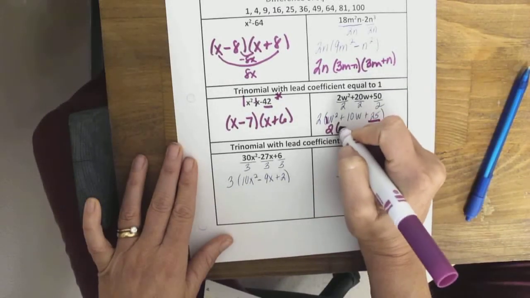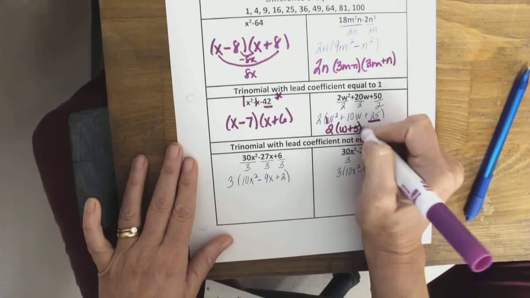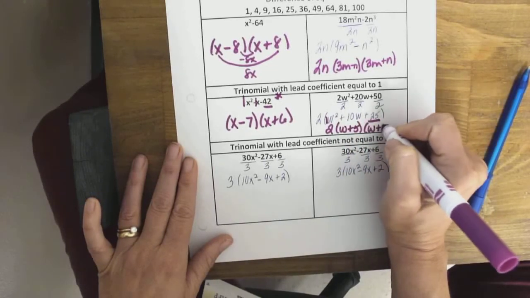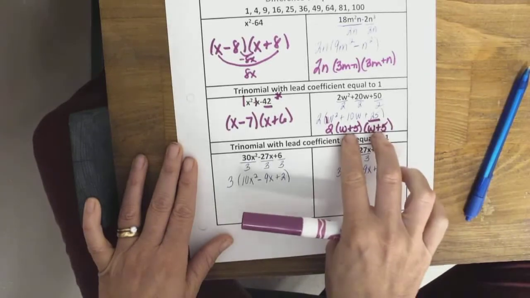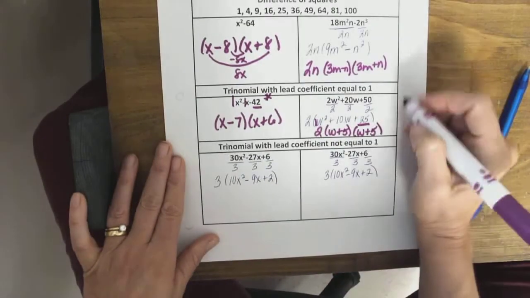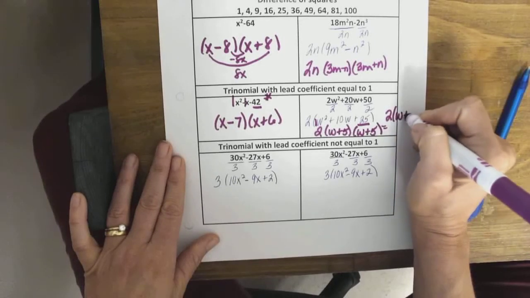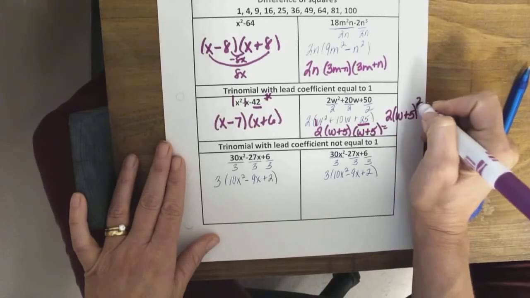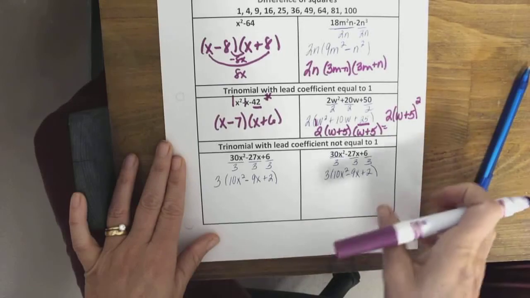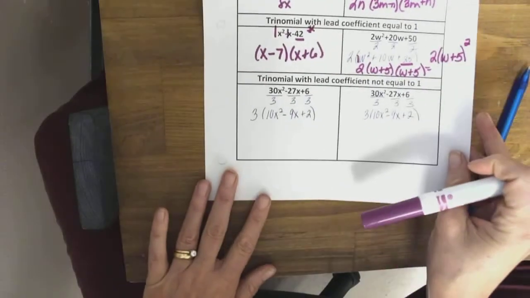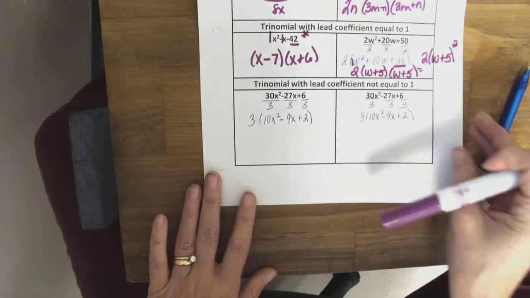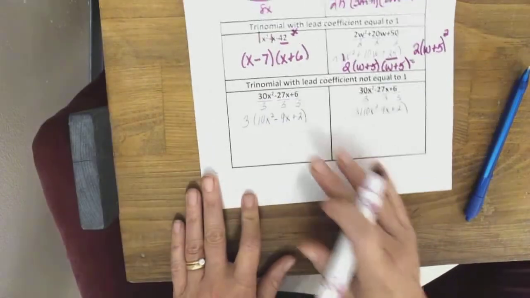And those numbers are 5 and 5. So it's a 2, and then it's w plus 5 and w plus 5. Since they are exactly the same, and only because they're exactly the same, you can rewrite it as w plus 5 the quantity squared. Okay, moving to the next group, which I think is the hardest group.